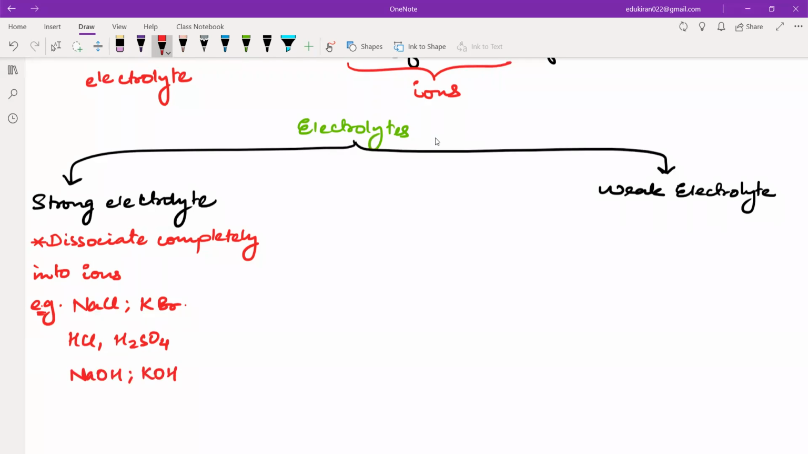Okay. So you have salts of strong acid and strong base. Then you have strong acids and strong bases. These completely dissociate when you add them into water. Okay. Next is weak electrolytes. So they dissociate partially.